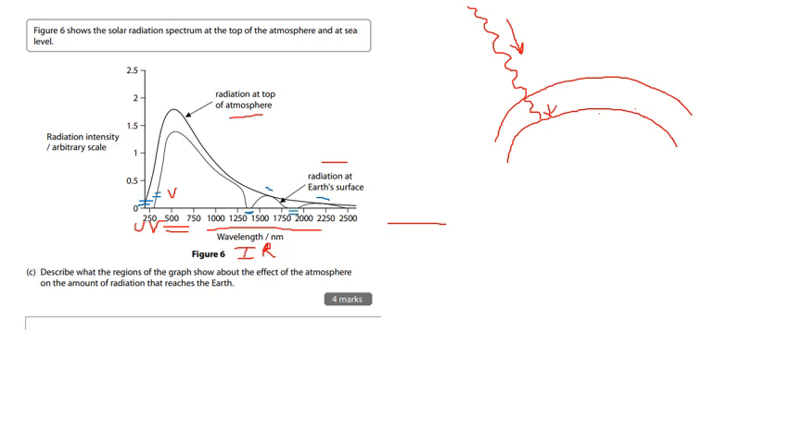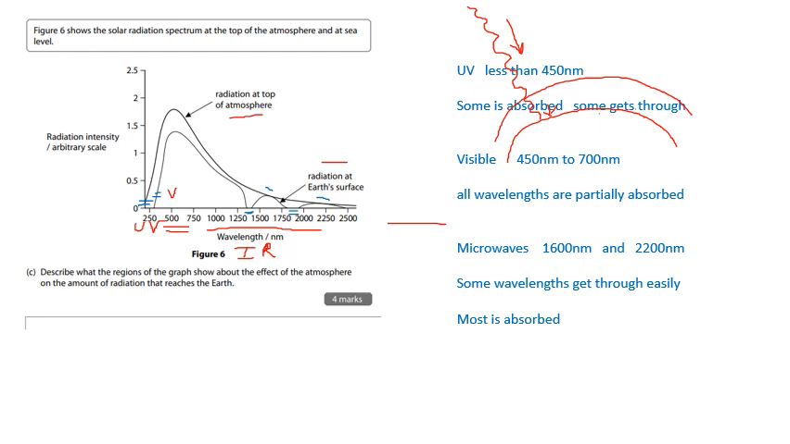So depending on the wavelength of infrared, some gets through, some doesn't get through. Now, there's a lot of information I've given you there. I did say this is the hardest question on the paper. This would be my answer: UV less than 450 nanometers, some is absorbed, some gets through. Visible from 450 to 700 nanometers, all wavelengths are partially absorbed. Most of it gets through.